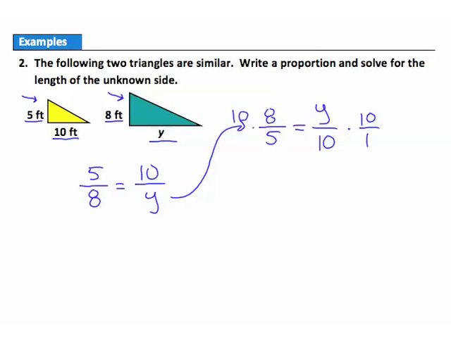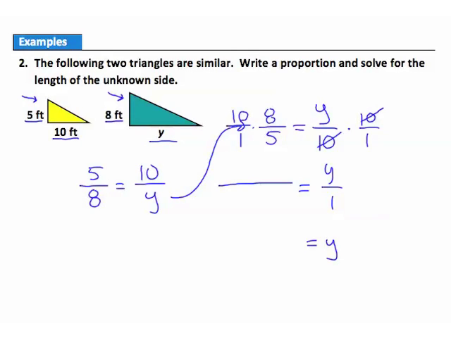So I'm going to multiply this side by 10 over 1. Let's take a look. On the right side, the common factors of 10 divide out and leave me with y over 1, which is just equal to y. Now let's look at the left side. On the left side, I have to multiply some fractions together.